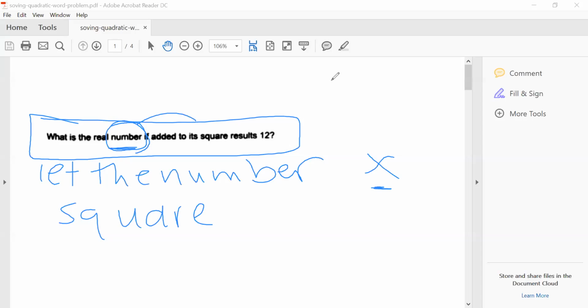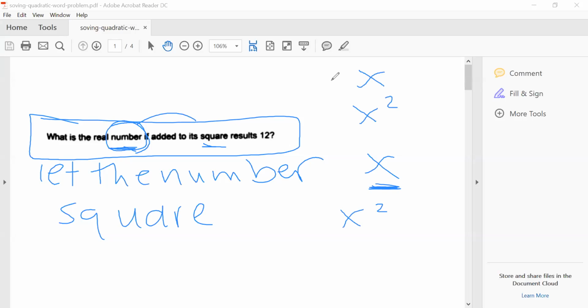Yes, Mustafa. Here I want to translate this problem into numbers. He is asking, what is the real number? So I considered the number to be x. What is the square of the number? x power 2. So the number is x and the square of the number is x squared.